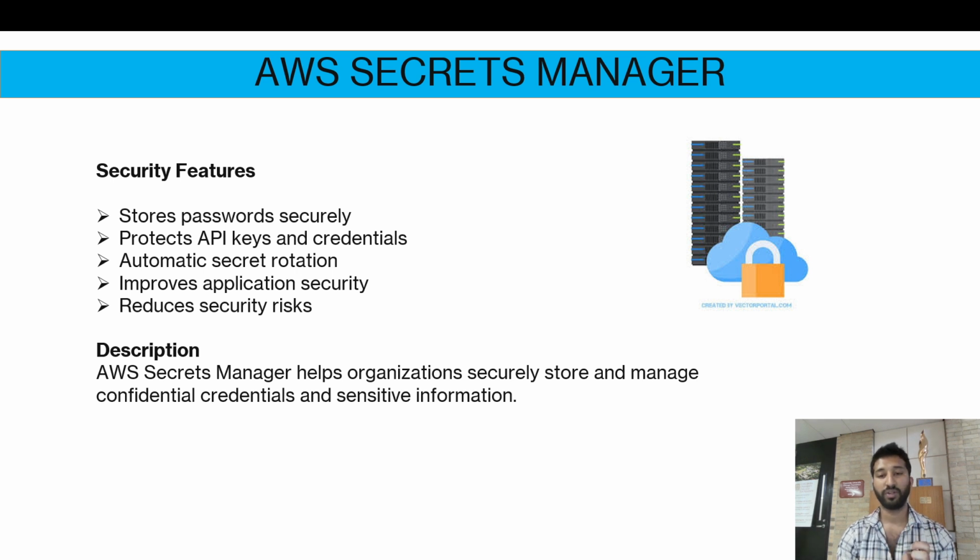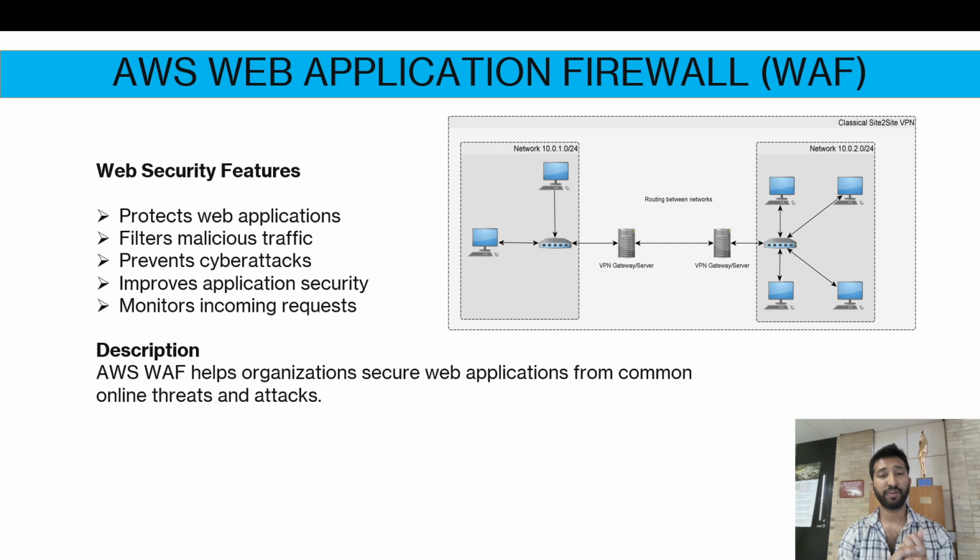So coming here, AWS Web Application Firewall, WAF. Its web security features are protecting web applications, filtering malicious traffic, preventing cyber attacks, improving application security, and monitoring incoming requests. Description: AWS WAF helps organizations secure web applications from common online threats and attacks. Here you can see the network 10.1.0.0/24 going to the network 10.2.0.0. It's a web security feature. We are providing protection for web applications and filtering the malicious traffic.